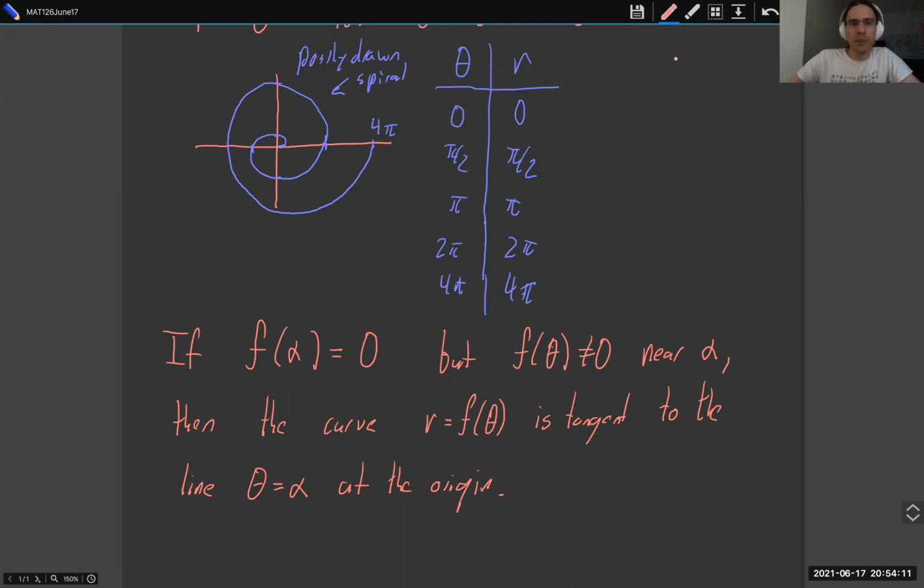I'm going to give some more examples, but do you see what feature of the graph I'm describing? The fact that it comes in tangent to the line theta equals 0. Could you point it out one more time? Right. So let's zoom in.